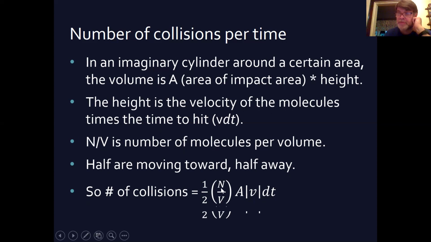The number of molecules per volume times the area they're hitting times the absolute value of v, because we're looking for the quantity, not the direction here, dt. And there you have it: the number of collisions per time on a particular area by the molecules in that container. That's just an equation. It doesn't even give you a number. I guess this is a working equation.